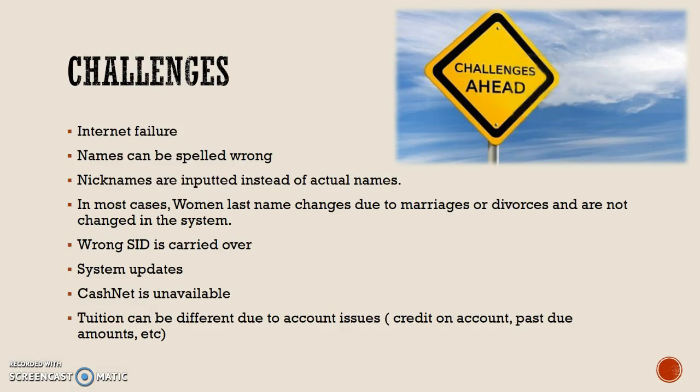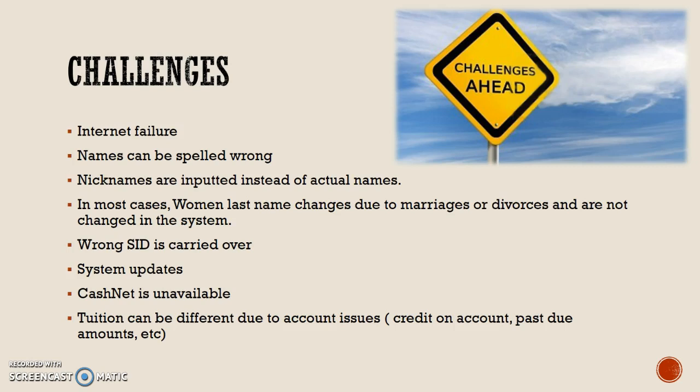Some of the challenges that we are faced with in the Open University process. One is internet failure. If the internet is not working properly, the system will shut down. We will not be able to access PeopleSoft, nor will we have access to CashNet. Names can be spelled wrong in the system. If the names are spelled wrong, it is very difficult to locate a student without the proper spelling. Nicknames have also been entered in the system rather than actual names.